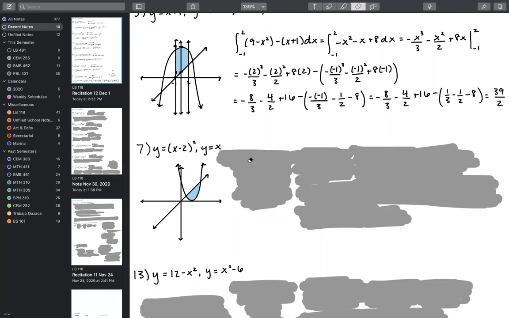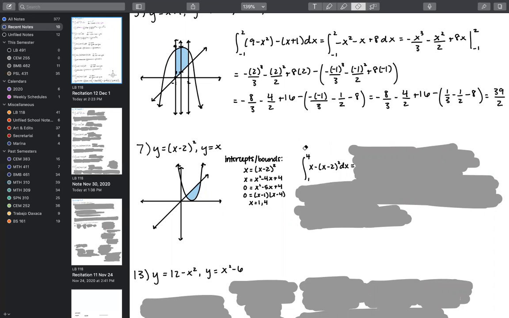And that is, you have to find the intercepts of these 2 functions. So how do we do that? Because whatever this x value is here, whatever this x value is here, that's going to be our left bound and our right bound. And so how do we find those? We set the 2 functions equal to each other. So we get x equal to (x minus 2) squared. I FOIL the right-hand side out, combine like terms, and then factor. And we get that x is equal to 1 and x is equal to 4. So those are our bounds.